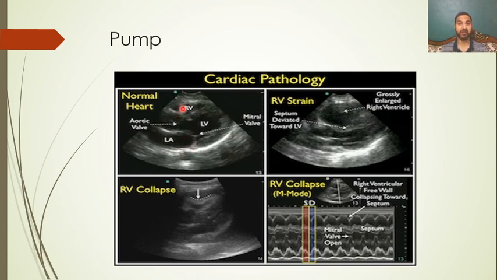But if you have cardiomegaly or right ventricular enlargement, you would see left ventricular compression with a large right ventricle. The grossly enlarged right ventricle is a feature of right ventricular strain. You can also find the septum deviated toward the LV.